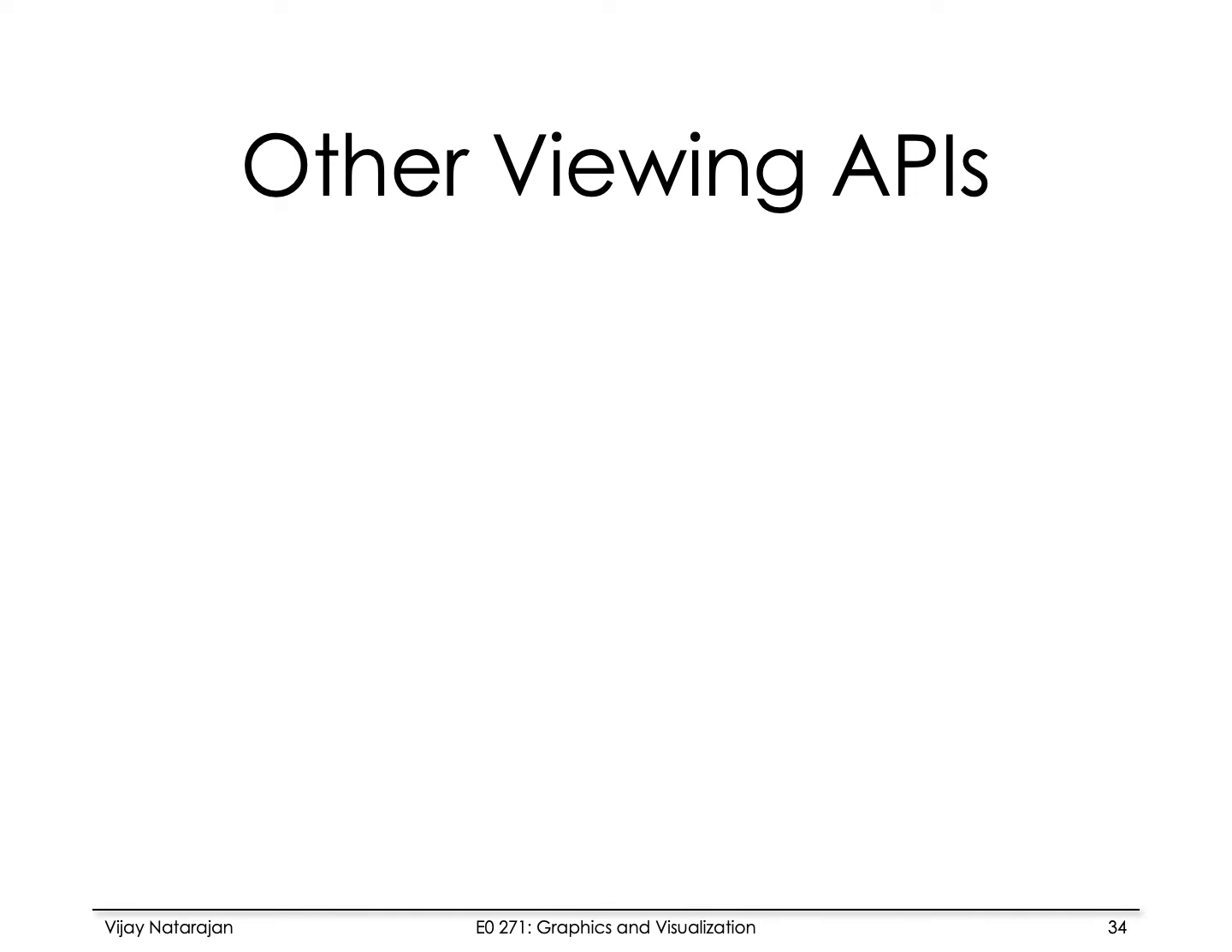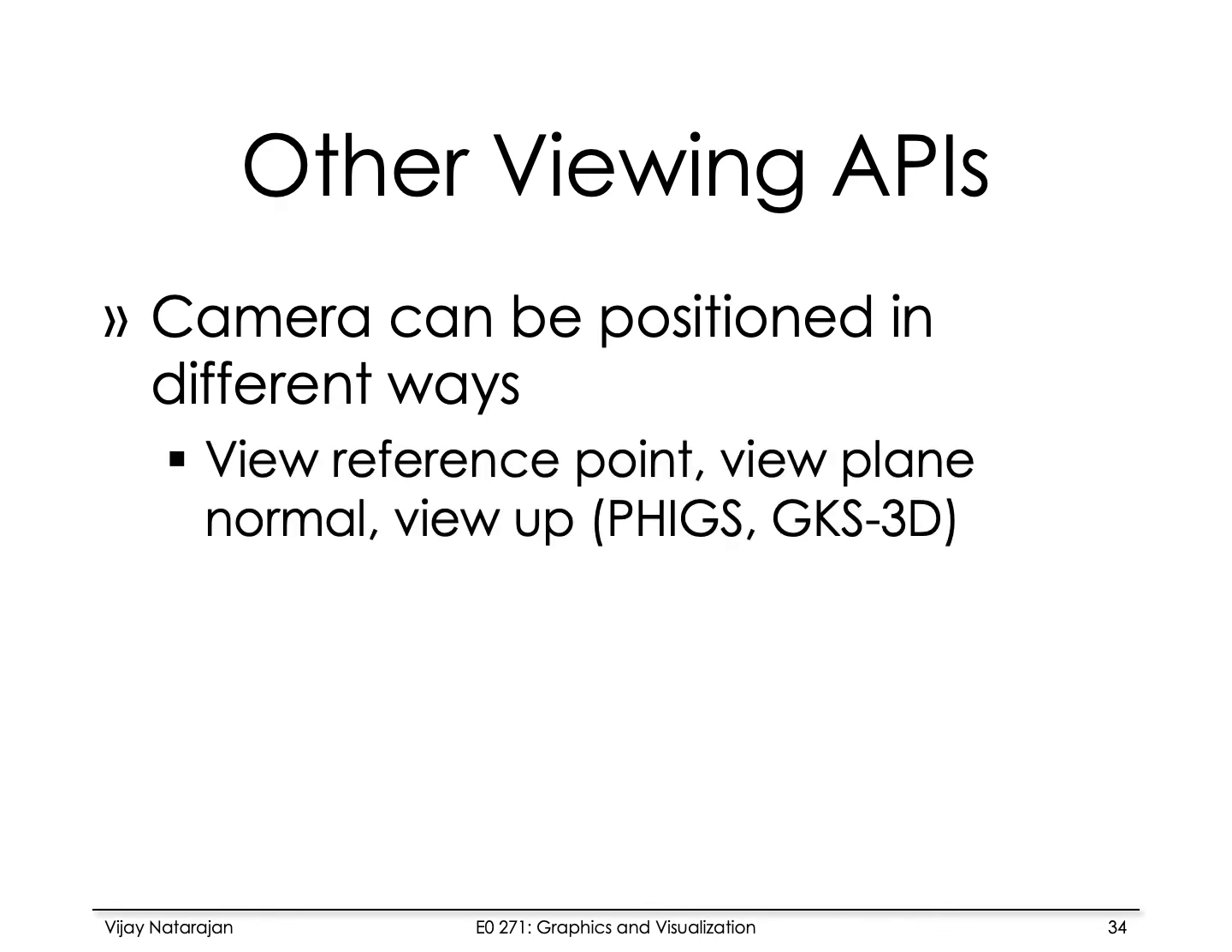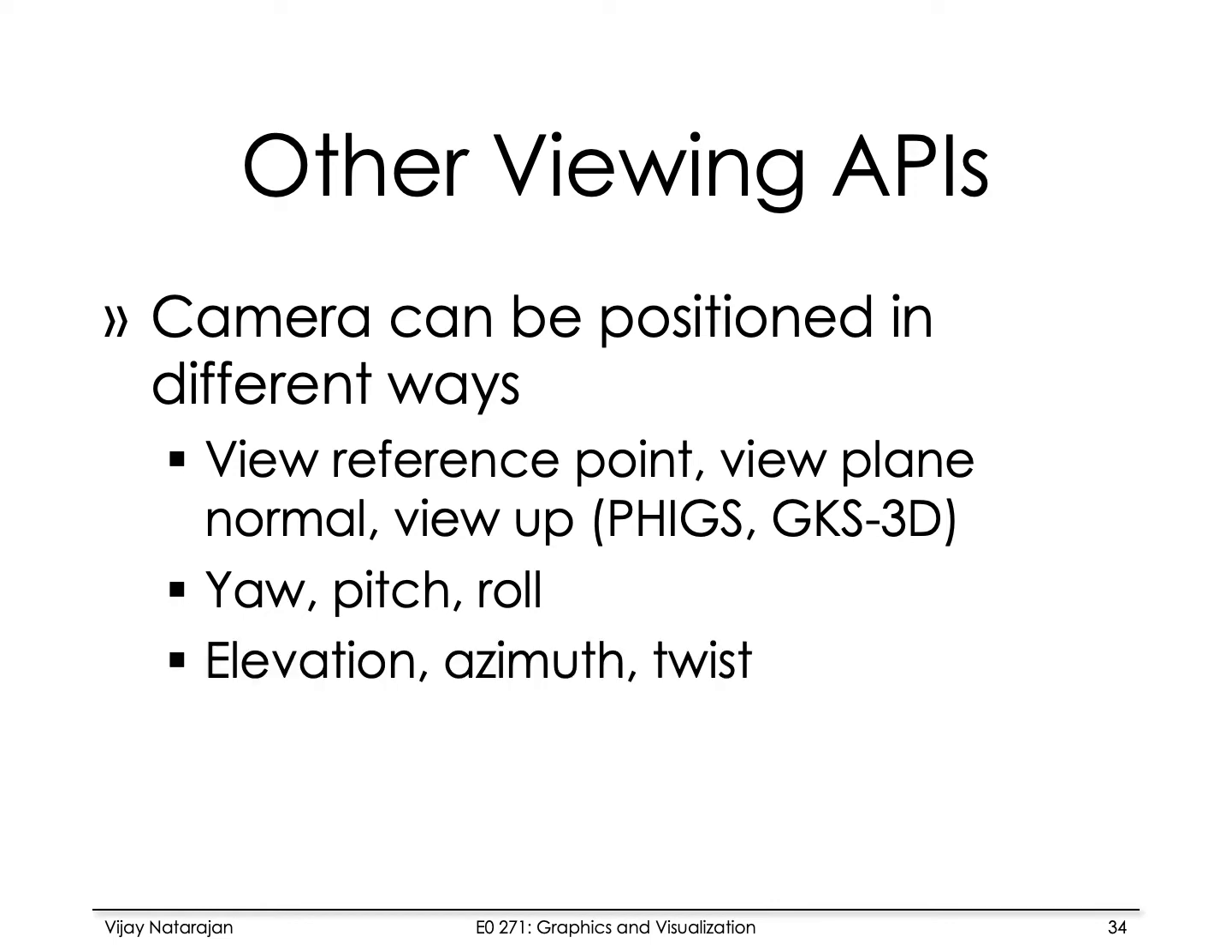Almost all graphics APIs have one way or the other to specify a camera position and orientation. So starting from the early days of PHIGS and GKS-3D, you have different ways of specifying the camera. So you could specify the view reference point, the normal to the plane of the camera and the up direction, or you can specify yaw, pitch, roll like an aeroplane. You could specify elevation, azimuth, twist, or direction angles, and so on.